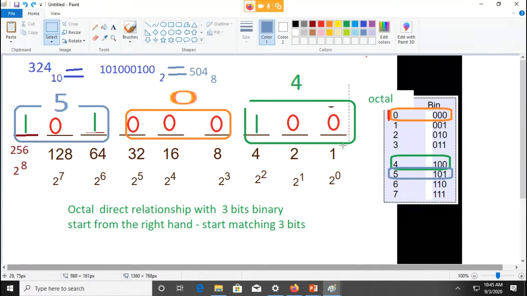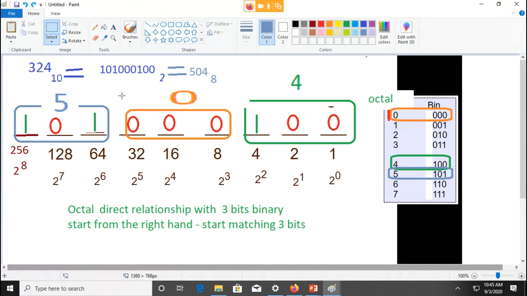So it has a one-to-one relationship with 3 bits inside the binary numbering system, and yet it's easier to say. It's easier to say 504 base 8 than to say 101,000,100 base 2. That's just really clumsy to say in binary. And not only is it clumsy to say in binary, but it's very difficult to read or to write down when it's in binary.